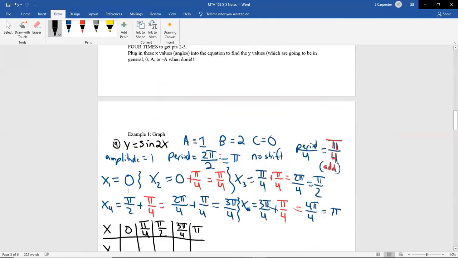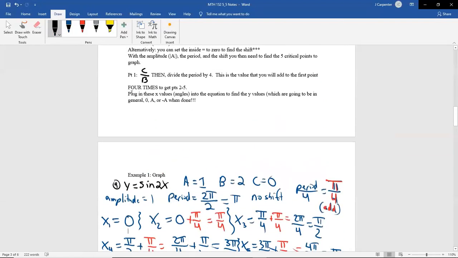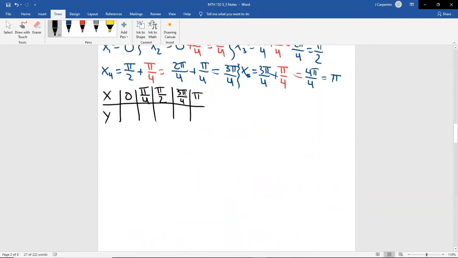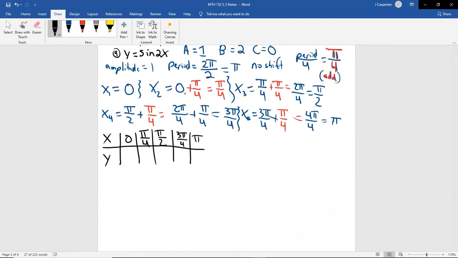Now these outputs, I kind of gave you a hint here, where after we plug in these values, the y values are going to be 0, the amplitude, or the negative of the amplitude when you're done. So if you memorize which one should be the positive, which one should be the negative, watching out for reflections, then you can kind of just go ahead and say, I know that this is going to be a 1, a 0, something like that. I'm not saying that's right, I'm saying that you could make that idea.